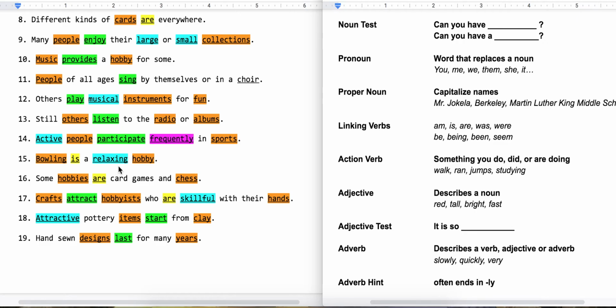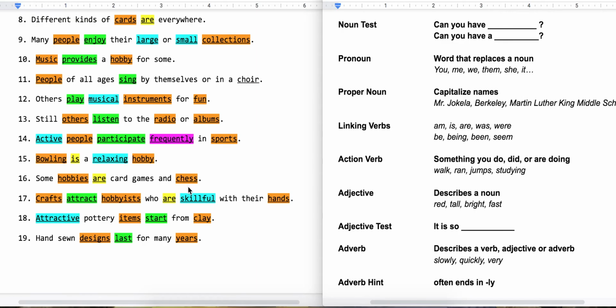Is a verb, a linking verb: is, are, was, were. Relaxing is describing the hobby. The hobby is relaxing. Now that's a chameleon word because you could also say it's a verb. I'm relaxing. It's something you do. Okay, but in this case it's actually describing the hobby, and the hobby is a noun. You can have a hobby. Hobbies are a noun. You can have hobbies. Are is a linking verb: am, is, are, was, were.